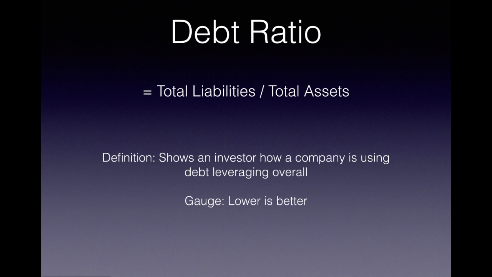The all-important debt ratio compares total liabilities to total assets, and it's basically a combination of the debt to asset ratio and the debt to equity ratio. You want less liabilities and more assets, so look for low debt ratios.